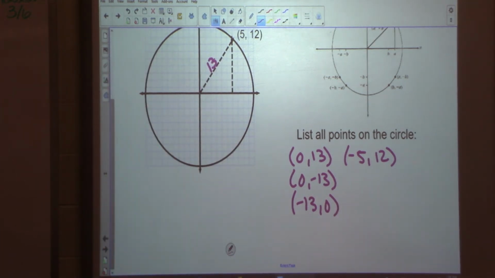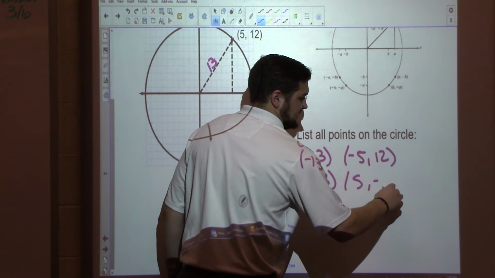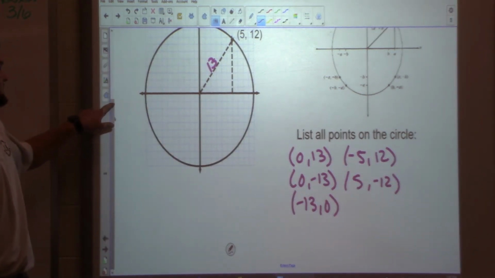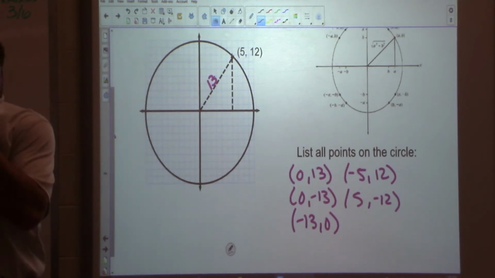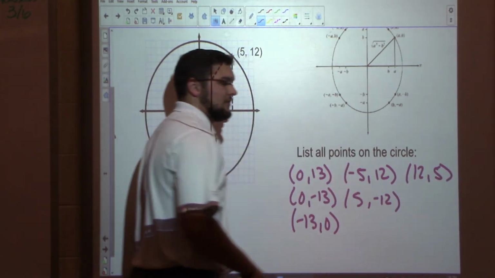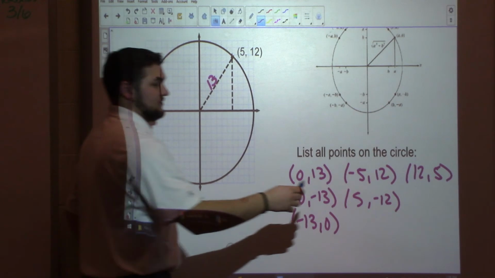Lexi, you got one for me? Could you do 5 and negative 12? That would work as well, right? Because if we use the Pythagorean theorem with all those, they still work. They're still on our circle. All right, to the next pod there. Conan, you got one? 12, 5. You can switch it around, right? Make 12 our x value, 5 our y value. You can do negative 12, 5.